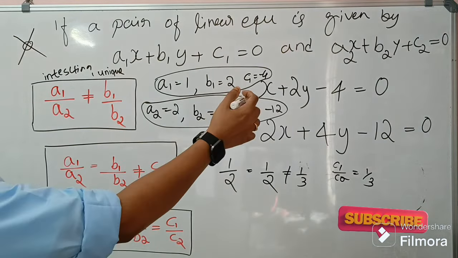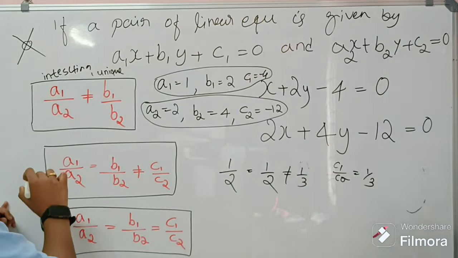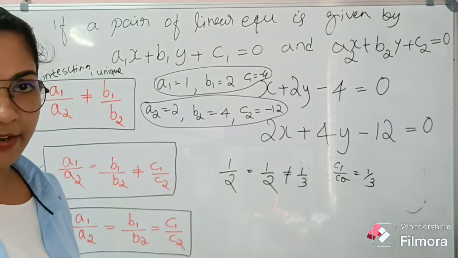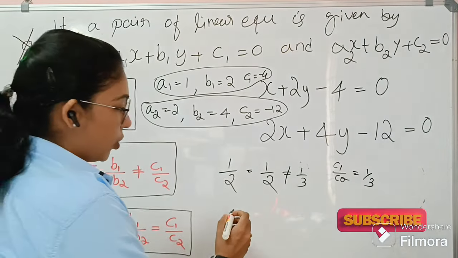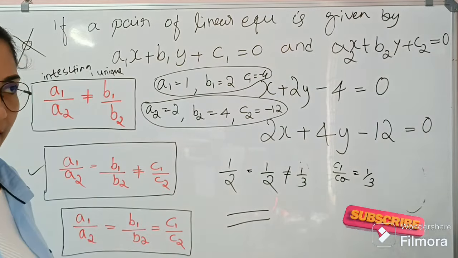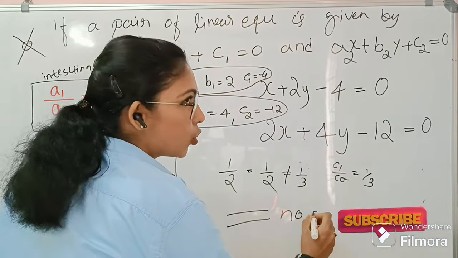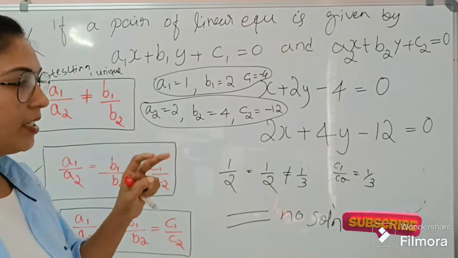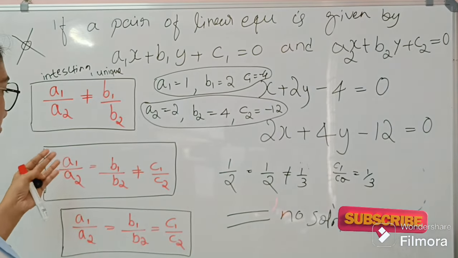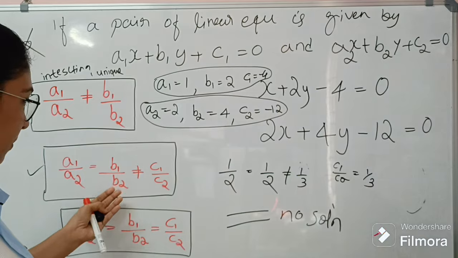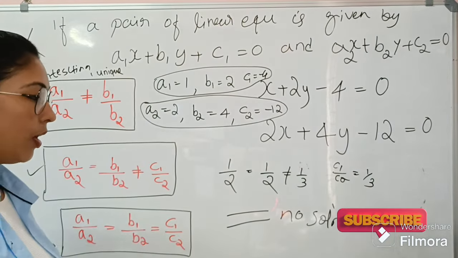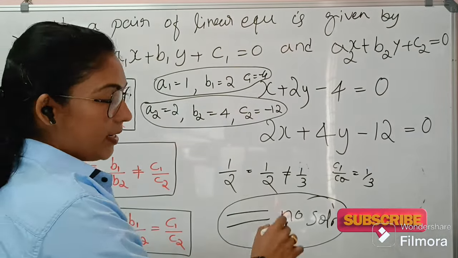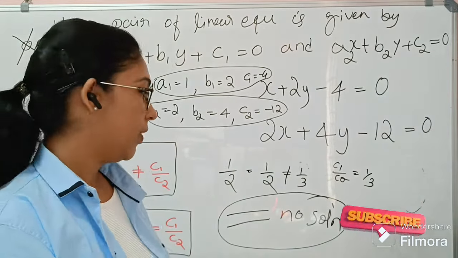And we can get that A1 by A2 is equal to B1 by B2 not equal to C1 by C2. That means these two equations satisfy the second condition, which means the two given lines are parallel to each other and have no solution. Okay. If the given two linear equations are in the form of A1 by A2 is equal to B1 by B2 and not equal to C1 by C2, then we have to conclude that the two lines are parallel to each other, which means they have no solution. Okay, so that is it.